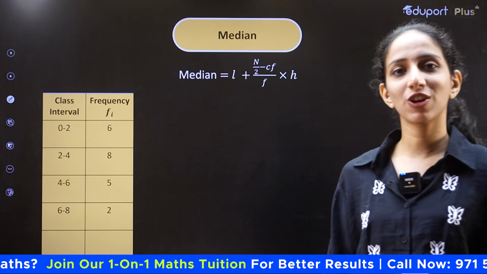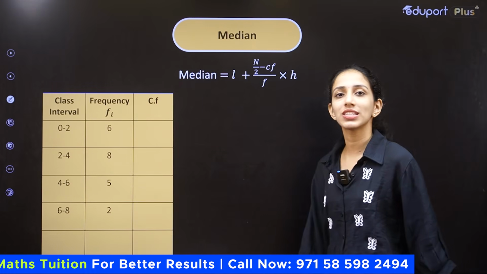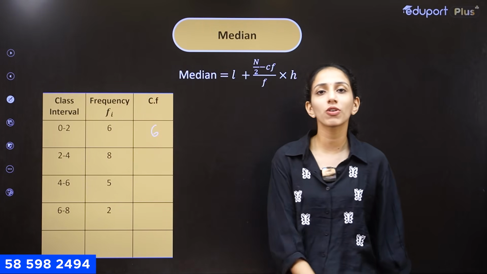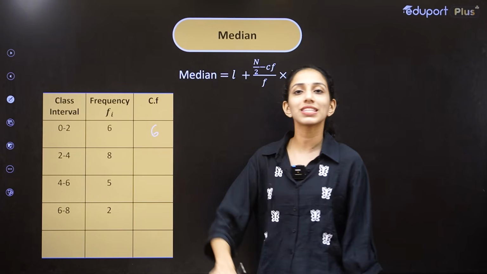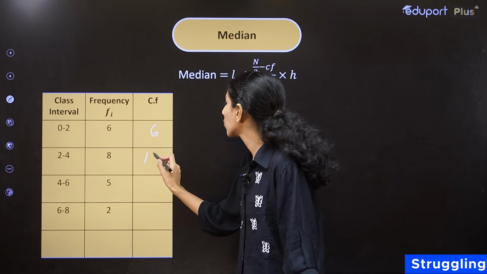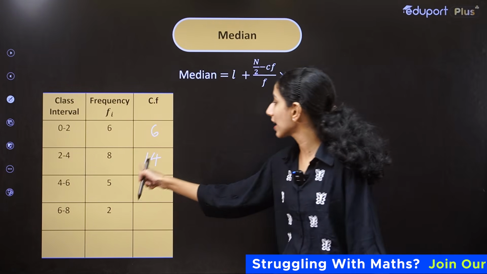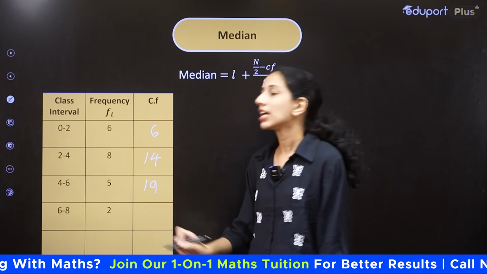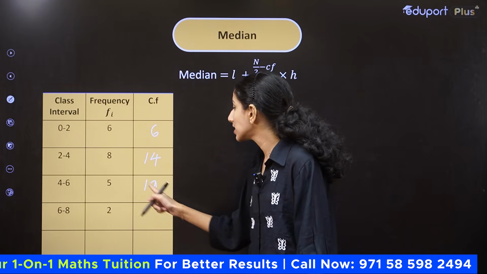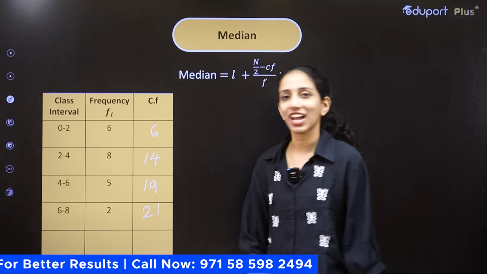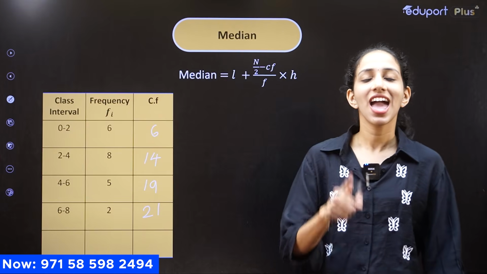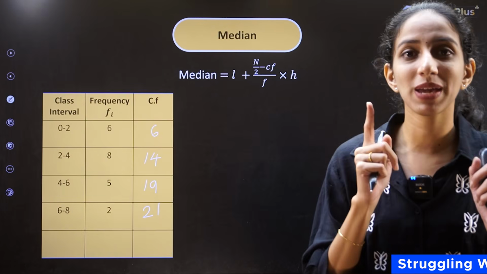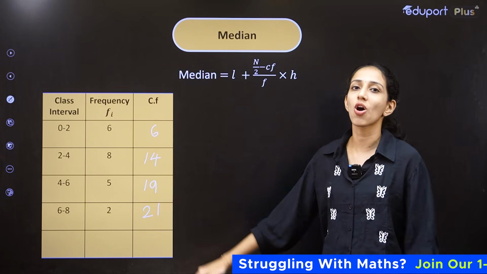And what is cumulative frequency? The cumulative frequency is obtained by adding the frequencies. Here we have 6. Then how do we get the next cumulative frequency? 6 plus 8, which is 14. Then 14 plus the next frequency value, 5, is 19. The next frequency value is 2, so 19 plus 2 is 21. And check, do the last cumulative frequency and the sum of frequencies have any relation? Yes, the sum of all frequencies is equal to the last cumulative frequency, 21.